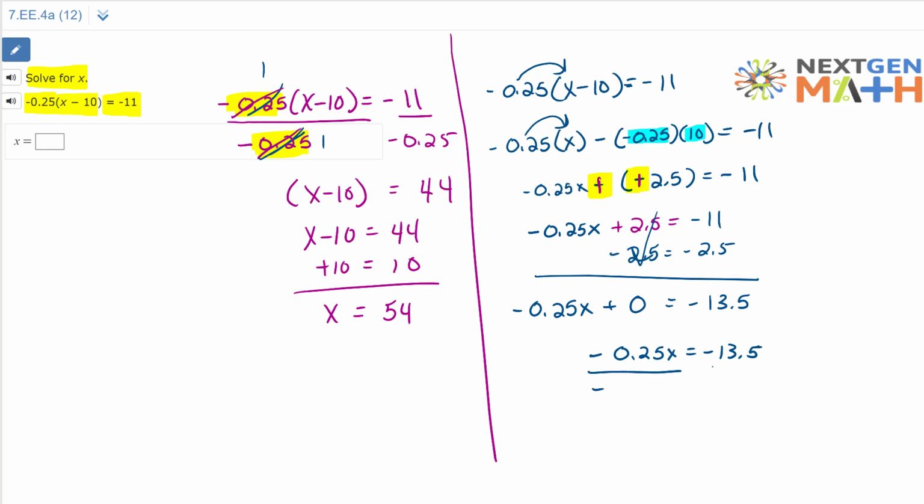Now we can divide each side by negative 25 hundredths. And so this right here cancels, and this essentially becomes 1 over 1, and a negative divided by a negative is a positive. So we're left with x over here. We have 1x, and then negative 13.5 divided by negative 0.25. That's right. A negative divided by a negative is a positive, and so we end up with a positive 54. So two ways that we can solve this problem to get x equals 54.